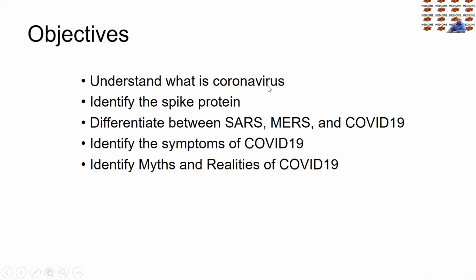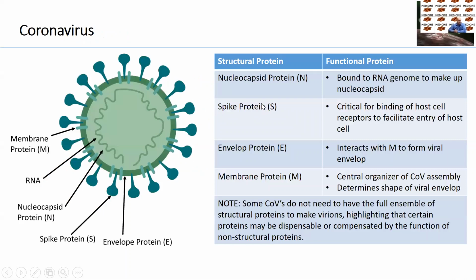Some objectives to go through here: what is coronavirus, understand the concept of spike protein and what we're talking about, differentiate between SARS, MERS, and COVID-19, identify the common symptoms of COVID-19, and identify some myths and realities of COVID-19. This first slide, you've probably seen some of the images of COVID-19 coronavirus now.